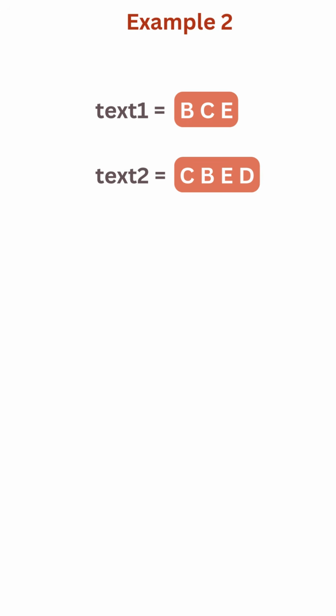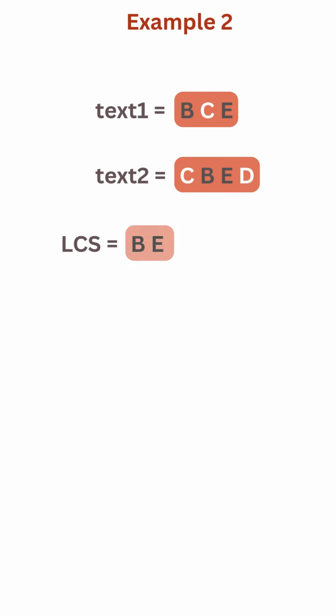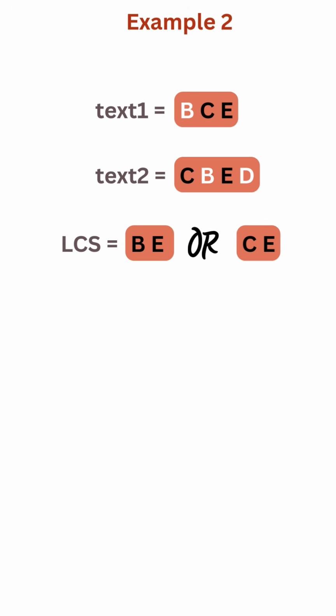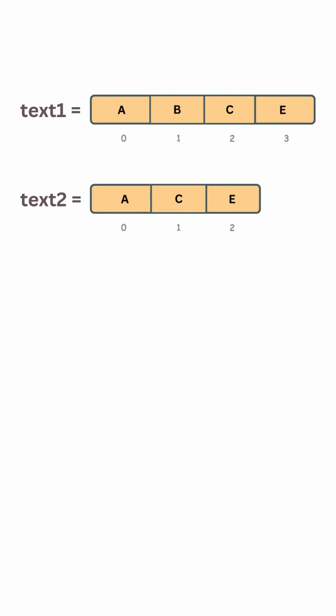Here is our second example. The longest common subsequence is BE or CE, and the answer is 2. There may be multiple valid answers, but they'll all have the same length. Let's see how this works.